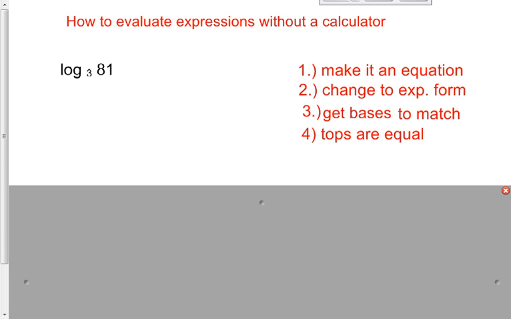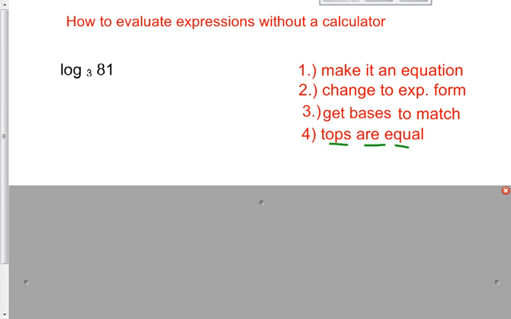How can we evaluate an expression without using a calculator? A couple steps that we're going to use are listed over here on the right. First, we have to make it an equation. Then we change that to exponent form, so from log form into exponent form. Then we try to get bases to match. There's a logarithm rule that says if you can get bases to match, the tops are then equal to each other. The powers will then be equal to each other.